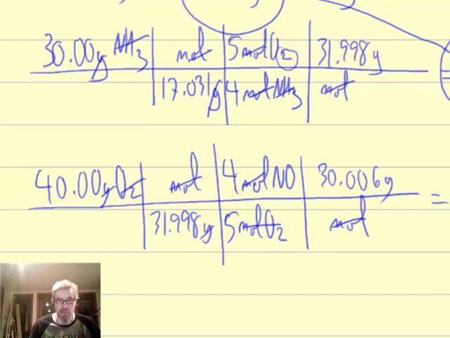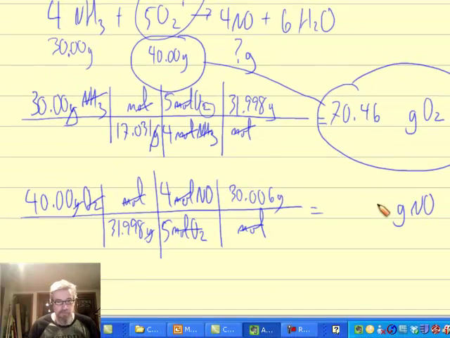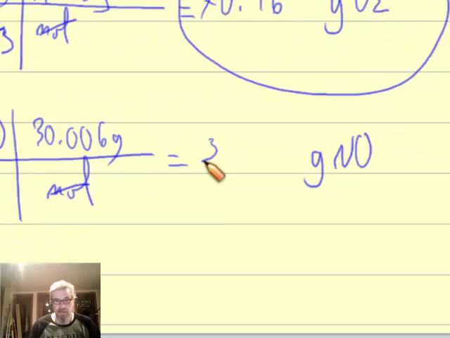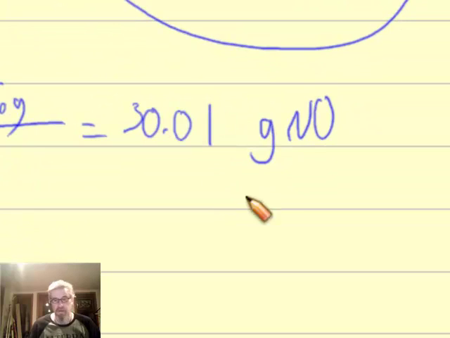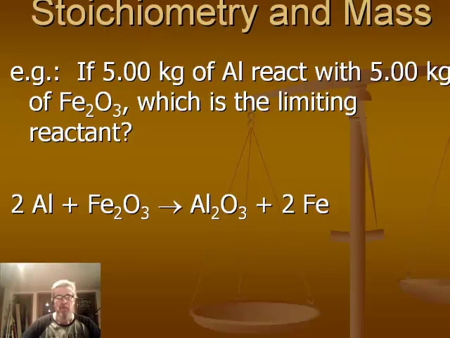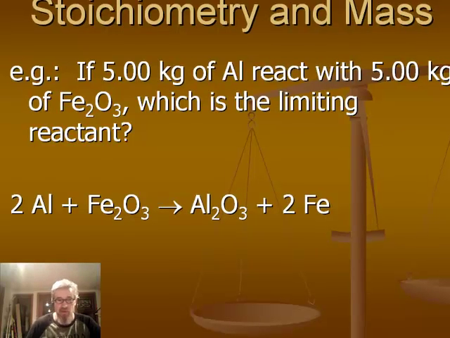That's what I want. So now I just do my calculation. Should have 4 significant figures in my answer, and it turns out to be 30.01 grams of NO. Let's try another one. It says here if I have 5 kilograms of aluminum reacting with 5 kilograms of iron 3 oxide, which is the limiting reactant? And the balanced chemical equation is given here.